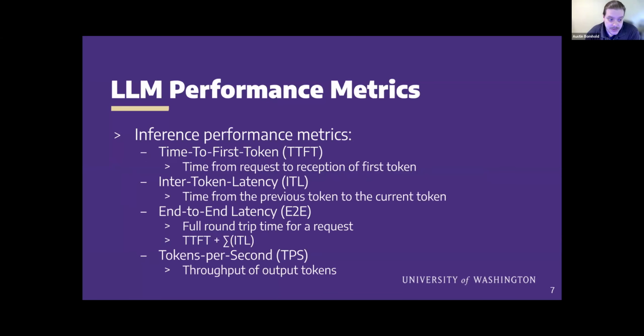Second, basic LLM performance metrics. You've heard these mentioned before, but this is just a quick recap for when I talk about inference performance. First, time to first token, TTFT: the time from the request to reception of the first token. ITL, or inter-token latency, is the time from the previous token to the current token, so in between each next. End-to-end is simply the sum of TTFT plus each ITL. It represents the full round-trip request. Finally, we have tokens per second, the throughput of output tokens. It's simply the number of tokens divided by the duration.